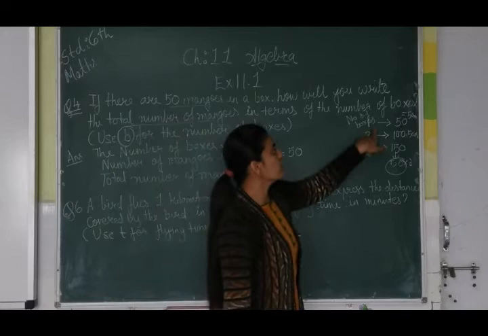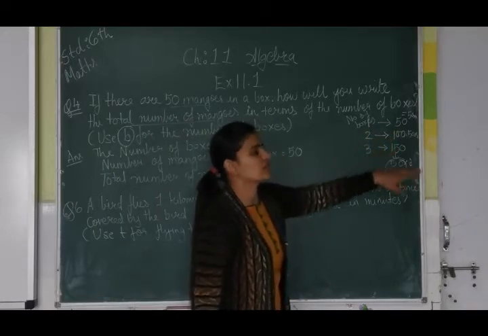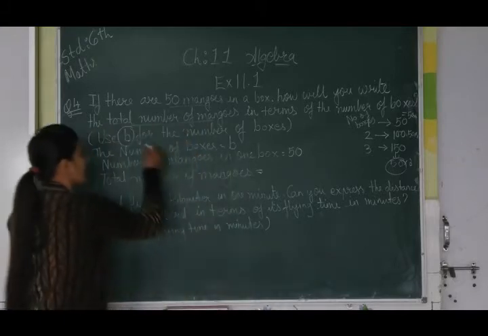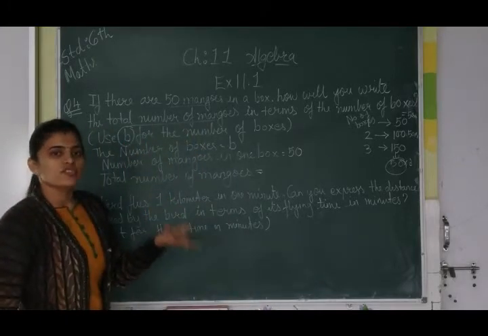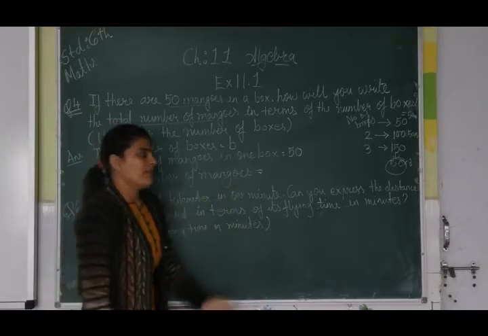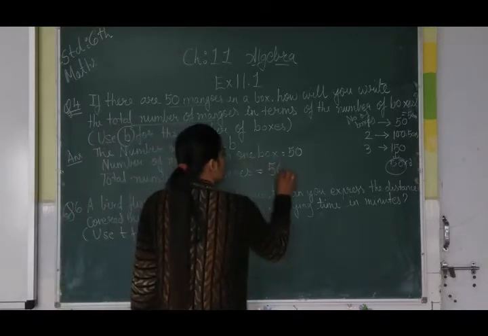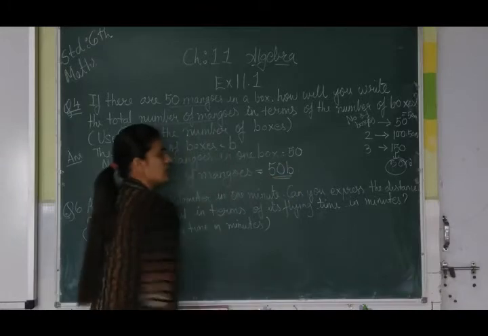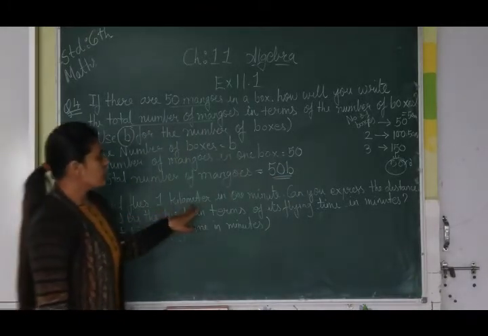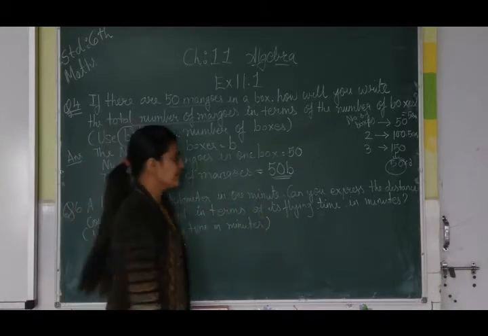Here we were going with 1 box, here 2 boxes, 3 boxes. Now we don't know the number of boxes, but it is given that we have to take it as B, which is the variable. So the number of mangoes will be how much? 50 multiplied by B. So it will be 50B. This is your answer.